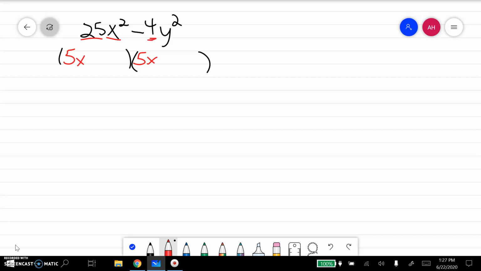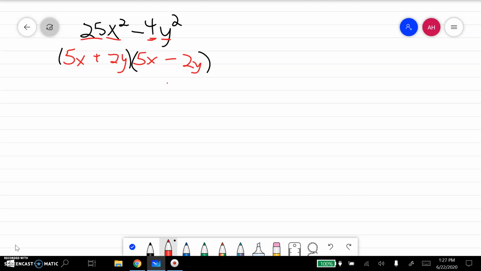What do you square to get 4? It's 2 times 2. And what do you square to get y? Y times y. And the signs for difference of squares is always plus or minus. So what you have in parentheses is exactly the same except for opposite signs. So those are usually the easiest. Just make sure that you do check for a GCF first before you work that out.